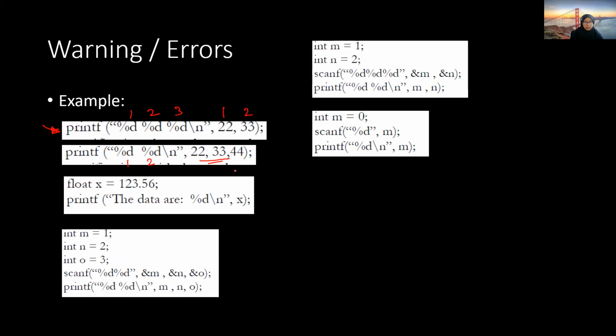Okay, now let's see this one. What's the problem? Float x, but this one, it's still going to be executed, but it will be a warning. It is still an error. So this is like a logic error. Logic error means that you want something, but something else comes out.